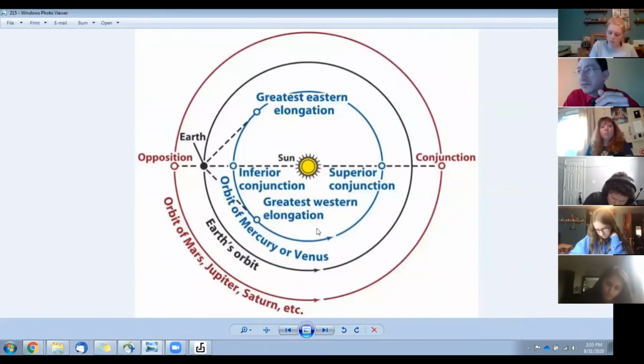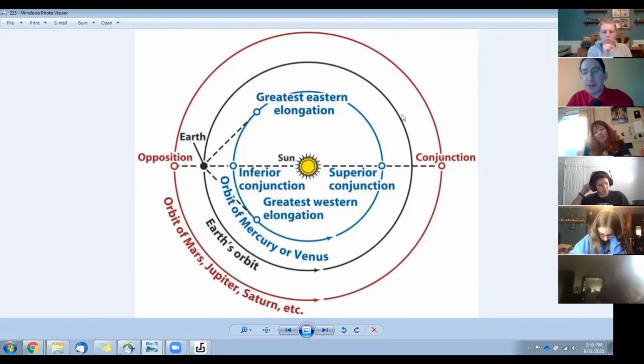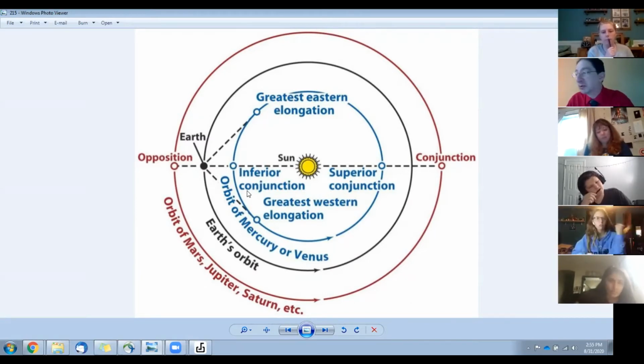Now, why are Venus and Mercury always close to the sun? So here we have a schematic heliocentric model, sun at the center. Here we have Earth going around the sun, that's the black circle. The red circle is any outer planet: Mars, Jupiter, Saturn, Uranus, Neptune, etc. And then we have the inner planets, Mercury and Venus in blue.